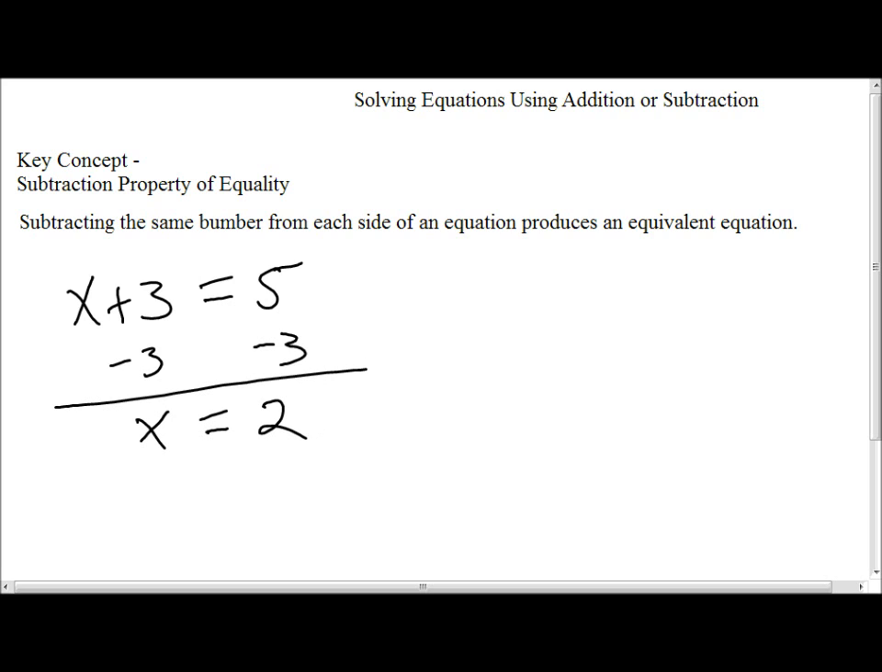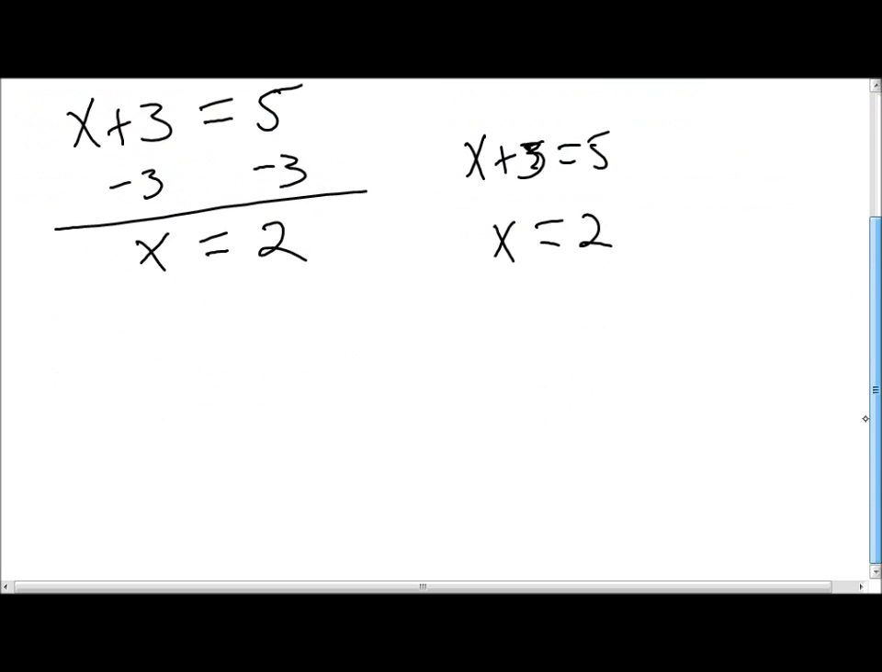So x plus 3 is equal to 5 is an equivalent equation to x is equal to 2. That's what we're saying when we're talking about determining whether equations are equivalent or not.